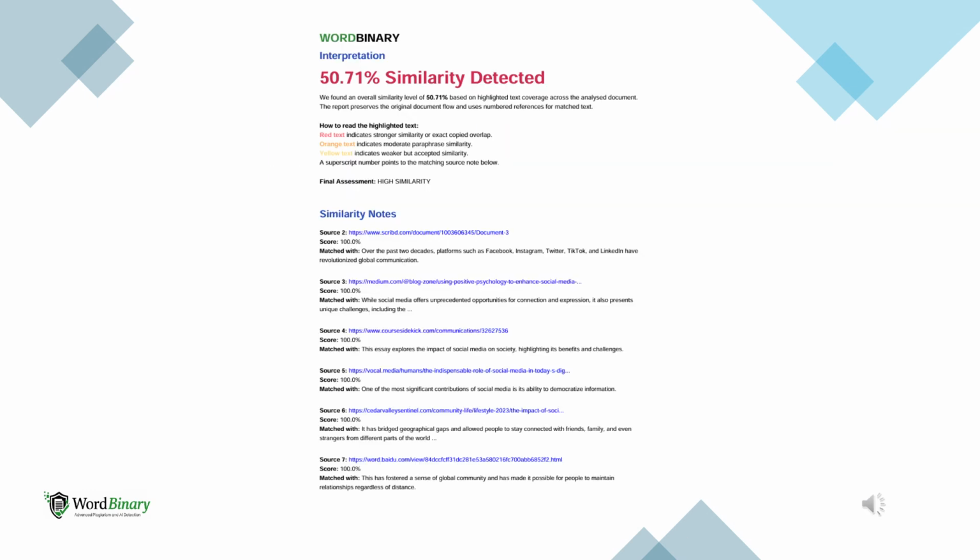In this example, a similarity score of 50.71% has been detected. The highlighted sections in your document indicate matched content from external sources. Red highlights show strong similarity or direct copying. Orange indicates moderate paraphrasing. Yellow represents weaker but still noticeable similarity. A high similarity score means your content may not be safe for academic submission.